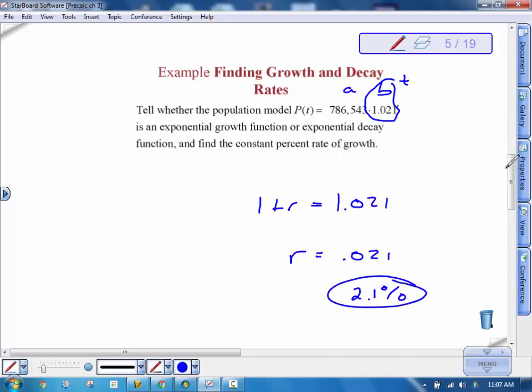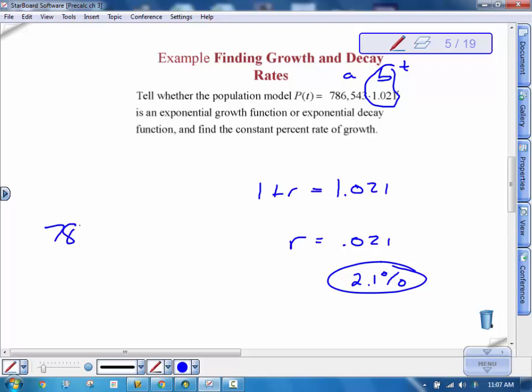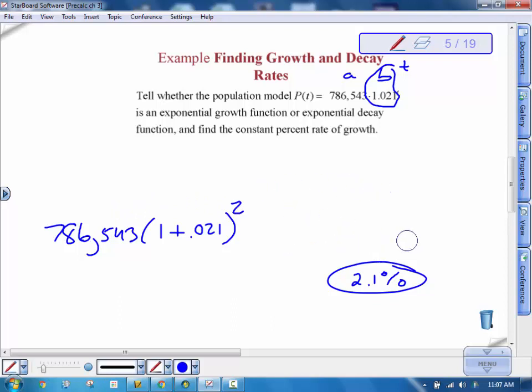And it kind of makes sense as you start writing it out. Think about it. We start with 786,543. And after the first year, we multiply by 1 plus 0.021. So that 1 represents the initial amount, and that 0.021 is a 2.1% increase of the original amount. So it makes sense that you would do that. So then when you square it, you're multiplying it 2 times, basically. So it's the same thing.